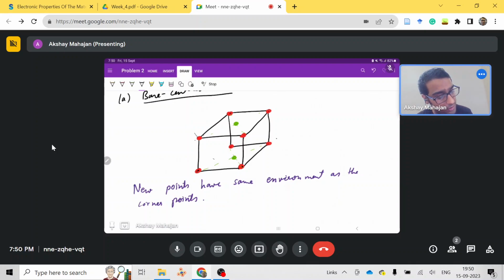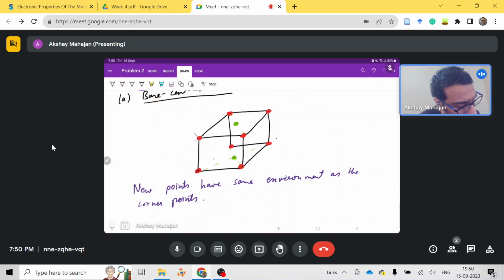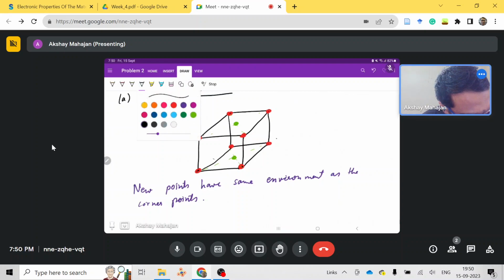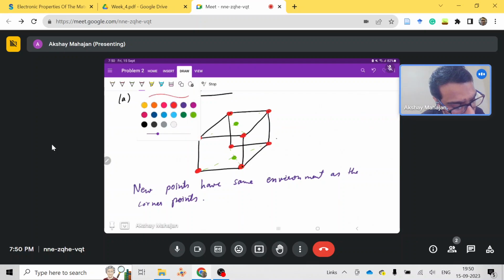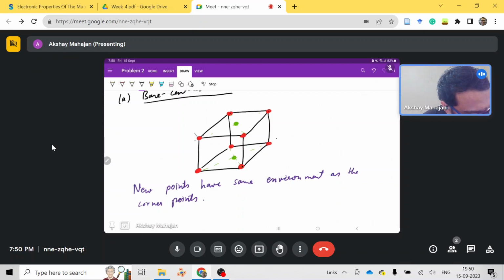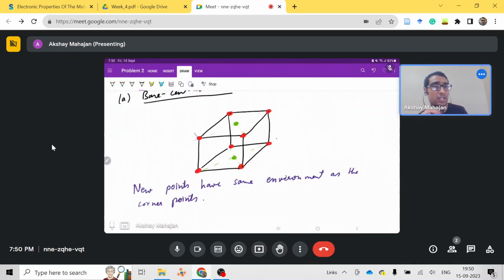Okay, so we just need to compare the case with this corner, because we already know that the corner points have the same environment. Now we just have to check that by adding the new points, the environment of this red point and the green point are the same or not. So for the green points also there will be 4 red points in the square, and 1 green point on the top and 1 green point on the bottom.